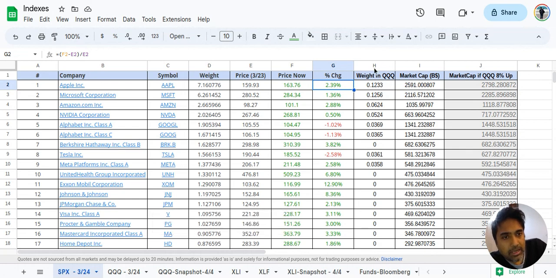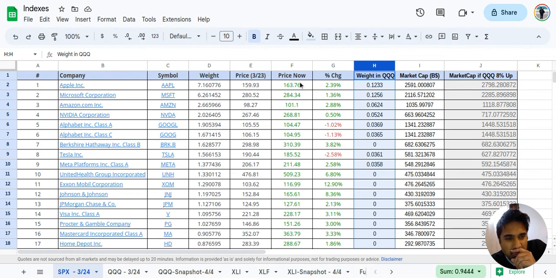Now this column H is the weight in QQQ, because we want to see that when we made this spreadsheet a couple of weeks back, at that time QQQ was really picking up because of the bank crisis as the XLF got sold off. So a lot of the money actually went to QQQ. Why? That's what we're going to start explaining in this video.